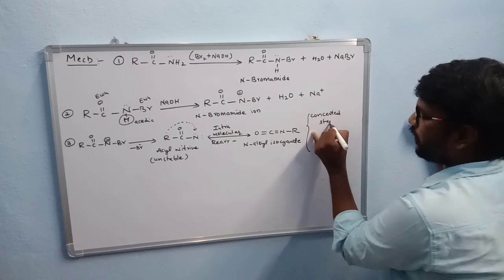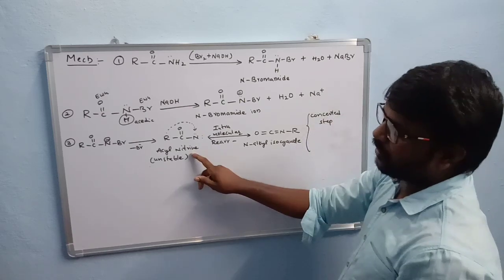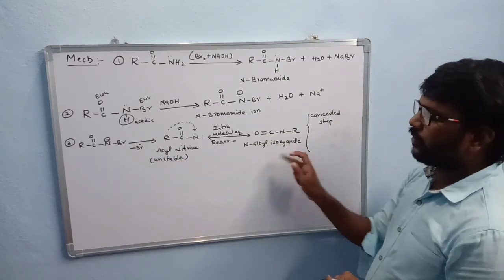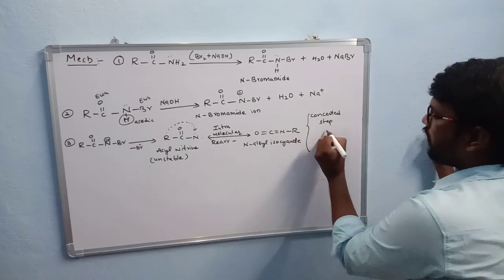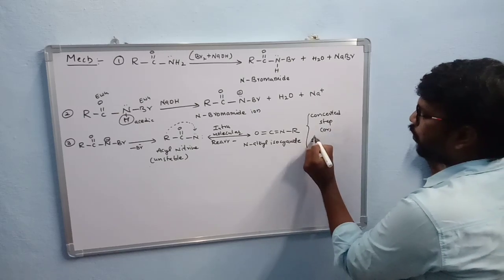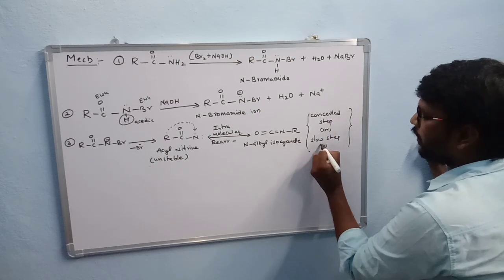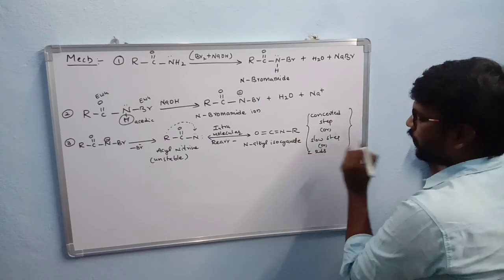Concerted step means it is a single step, because the intermediate is unstable. So directly we get from the N-bromamide ion to N-alkyl isocyanate. In total, this step is a concerted step, and it is the slow step. A slow step is nothing but the rate determining step. It is the third step.